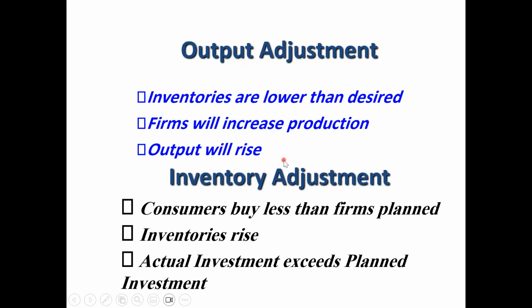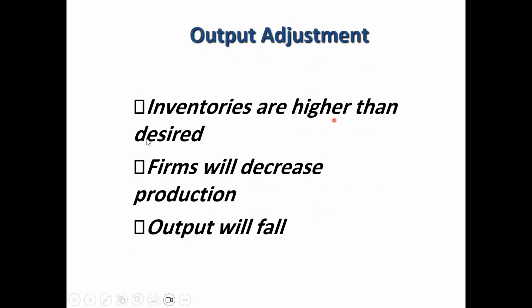In inventory adjustment, consumers will buy less than firms planned, which means that inventories will rise and the actual investment will exceed the planned investment. For the output adjustment, inventories are higher than desired. This means that firms will decrease production and output will fall.